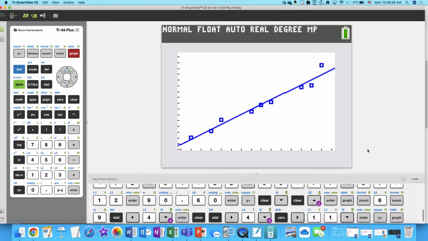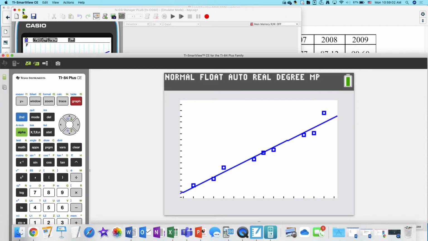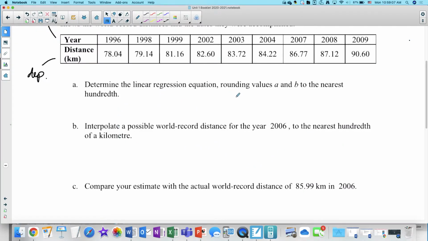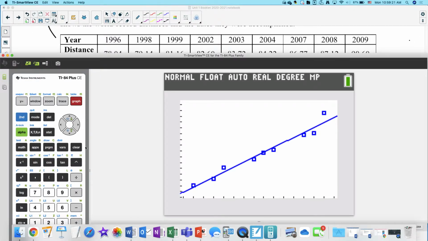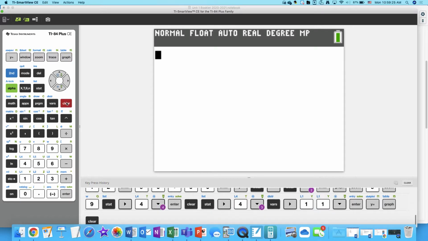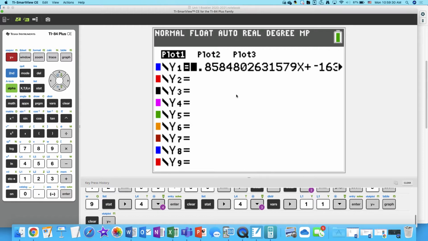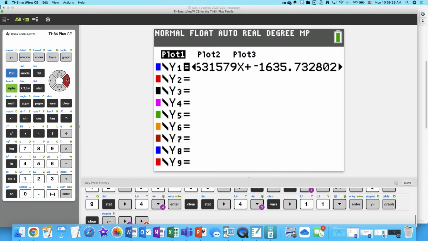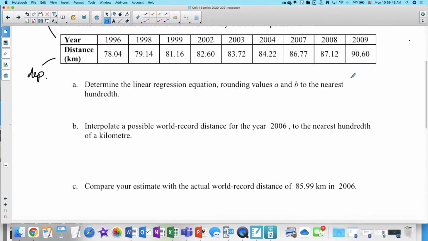All right, now let's answer some questions about this. Okay, so the first thing that we want to do is determine the linear regression equation, rounding values a and b to the nearest hundredth. Okay, so linear regression equation. We can copy that right out of the calculator. In fact, I should. Oh, no, it went away. But if I go back to y equals, I can see it, right? So to the nearest hundredth, the a value is 0.86, and the b value is negative 1,635.73. So if I'm copying that in, my equation should be y equals 0.86x minus 1,635, was it? I think. Let me double check that. Is that right? Okay, sweet.